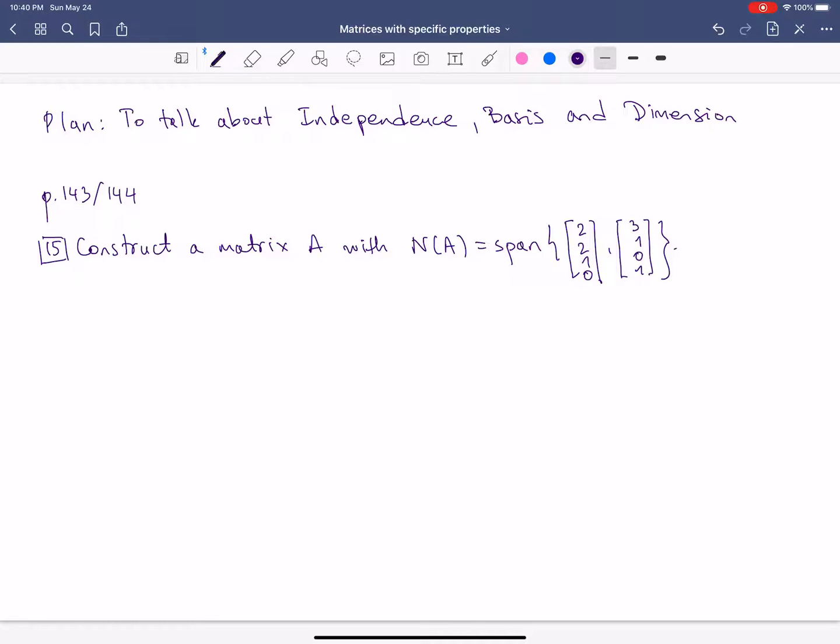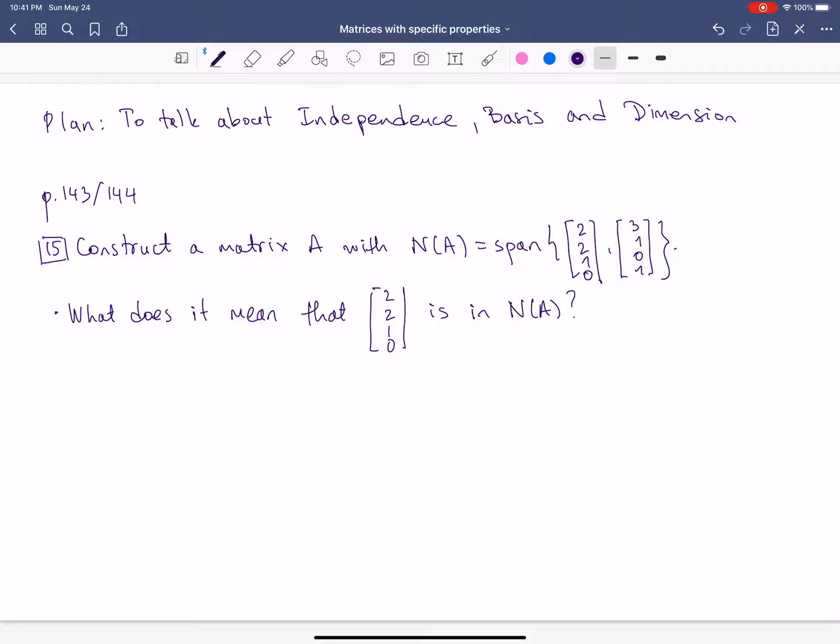Okay, so problem 15 asks us to construct a matrix A which has the null space consisting of all linear combinations of these two vectors. So span is the term for the space of all linear combinations of whatever vectors are in the set under the span. So what does it mean for these two vectors to be in the null space of A? Let me start with the first vector. What does it mean that (2, 2, 1, 0) is in the null space of A?